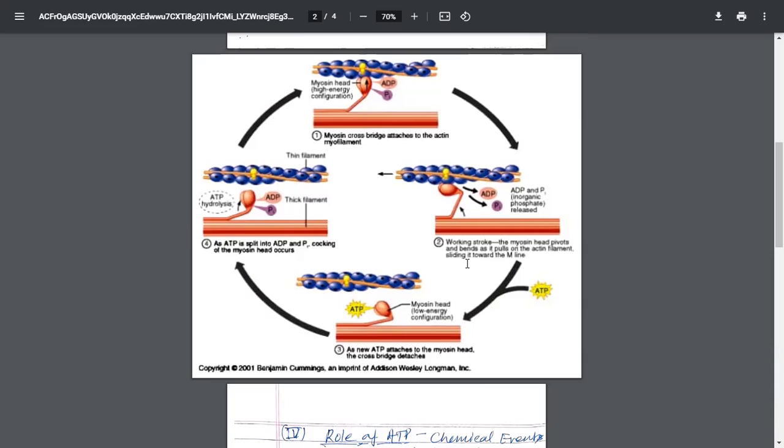The third step is that new ATP attaches to the myosin head and the cross bridge detaches. In this stage, the myosin head is in a low energy configuration. When ATP attaches to it, ATP is split into ADP and phosphate. ATP hydrolysis occurs, and the repetition of this cycle makes the actin and myosin slide on each other.